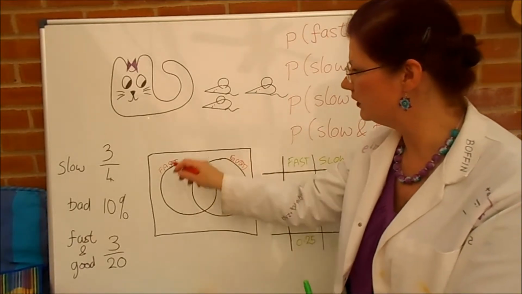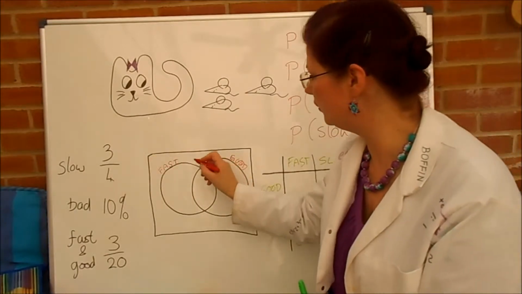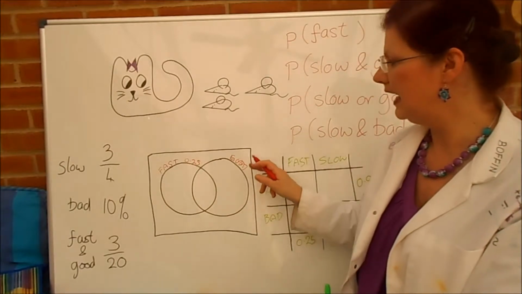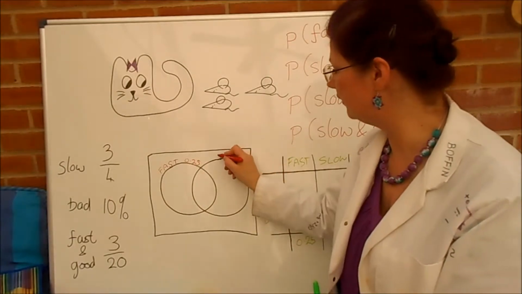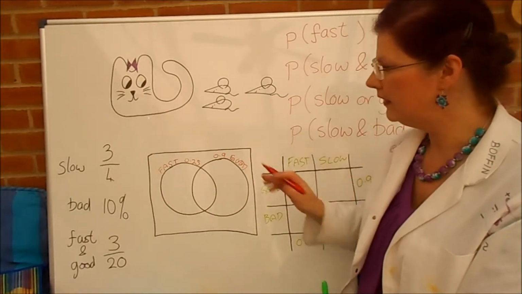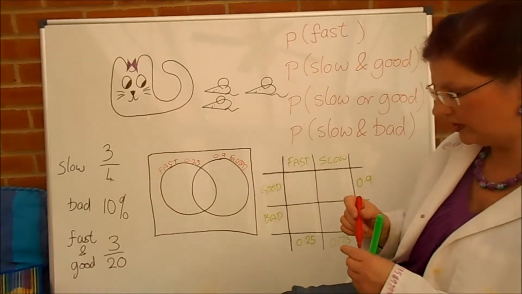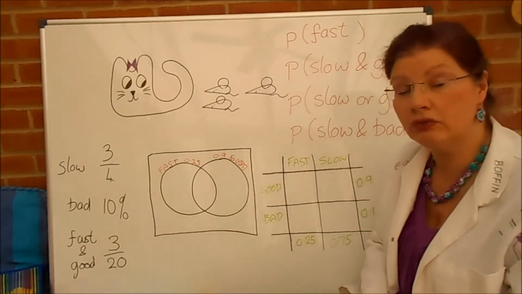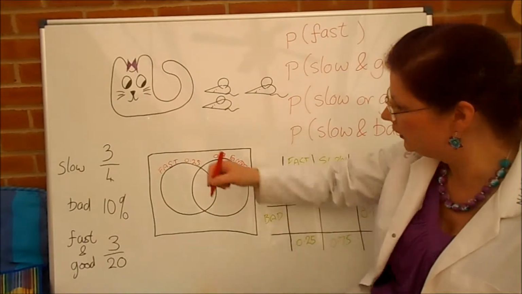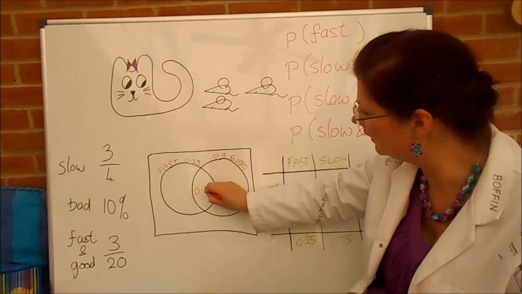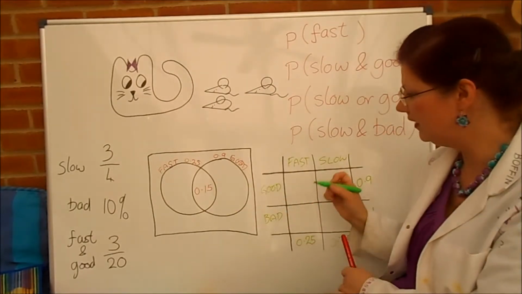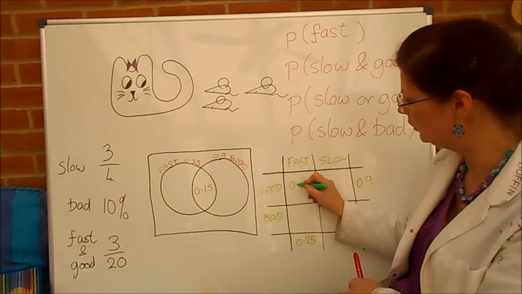Okay, the fast circle we know is 0.25, so the total of everything in that circle has got to be 0.25, and the good one has got to be 90%, so the total of that one is 0.9. Okay, now that's got these two bits of data on. Now let's do that one down there. Fast and good is 3/20, that's 0.15. So we know on this one that 0.15 goes in the middle, in the intersection. On my diagram over here, fast and good is here, 0.15.